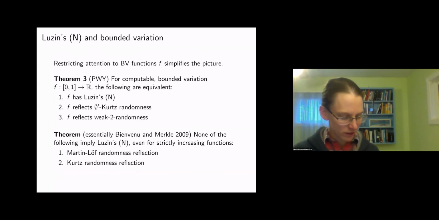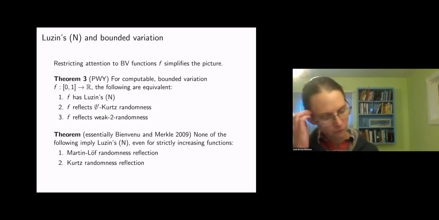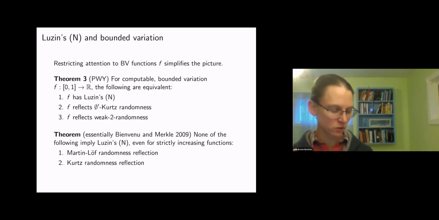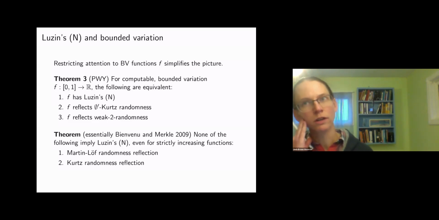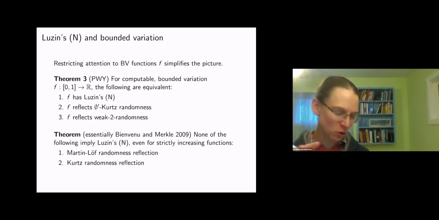Okay, so far we've just been talking about characterizations of Luzin's N for continuous functions, with that being the only assumption. But for functions of bounded variation, Luzin's N actually becomes quite a simpler property. So when I started the talk, I said we weren't going to use that absolute continuity thing. We still won't use it.